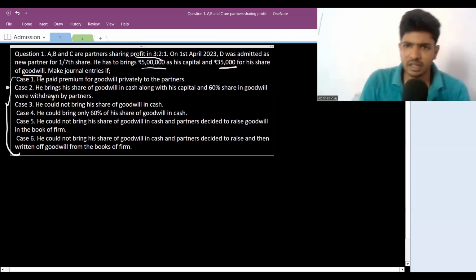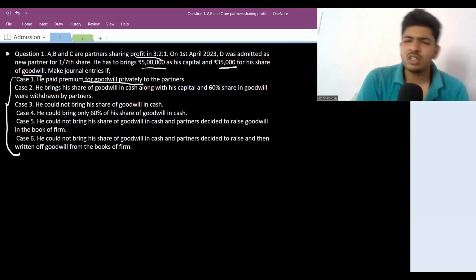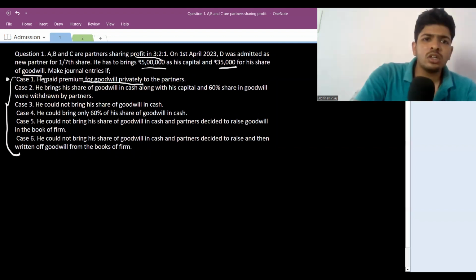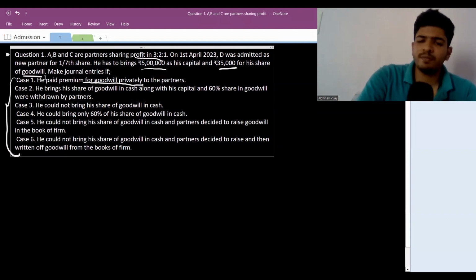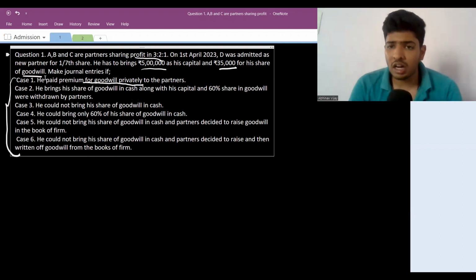Now, let's go case by case. The first case is he paid premium for goodwill privately to the partners. You already discussed premium of goodwill. Whenever you have questions related to any partnership chapter, irrespective of change in profit sharing ratio, admission, retirement, or death, it doesn't matter.